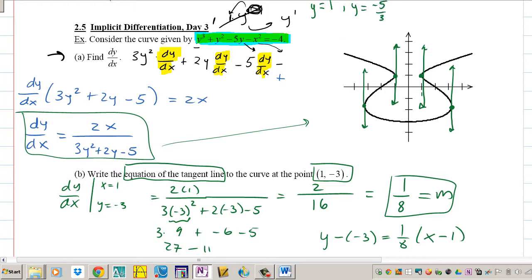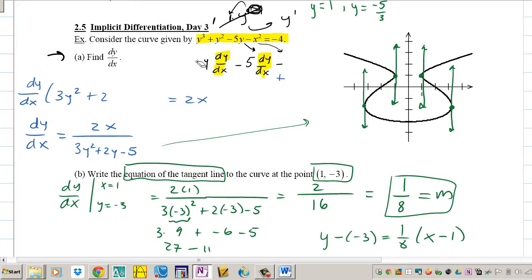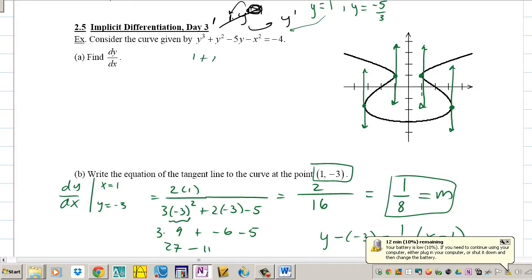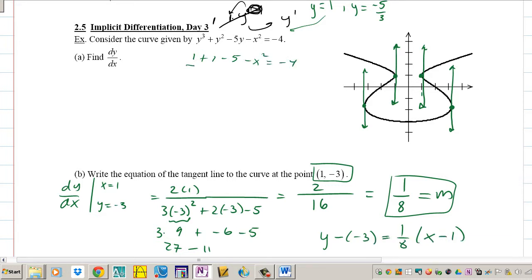Okay, so let me go back over here. You guys don't have to do this. Well, you don't have to erase. You guys have paper. If I plug in y is equal to 1, I get 1 plus 1 minus 5 minus x squared is equal to -4. This becomes 2 minus 5, which is -3, minus x squared is equal to -4. And then I get -x squared is equal to -1. X squared is equal to 1, which is x is equal to plus or minus 1.